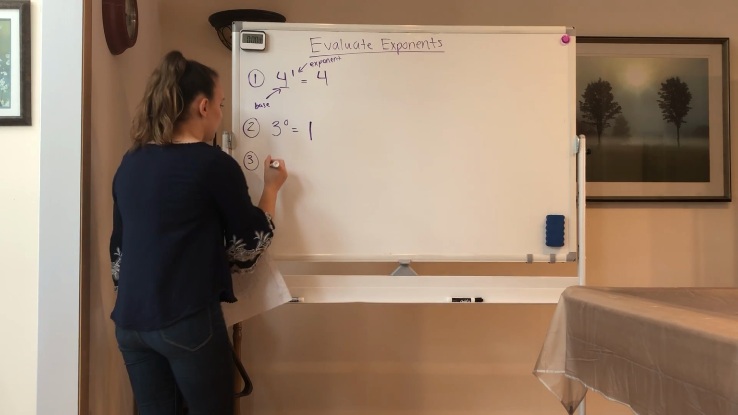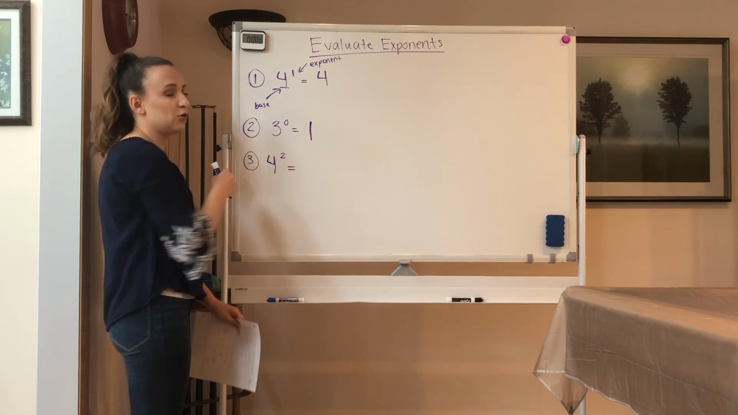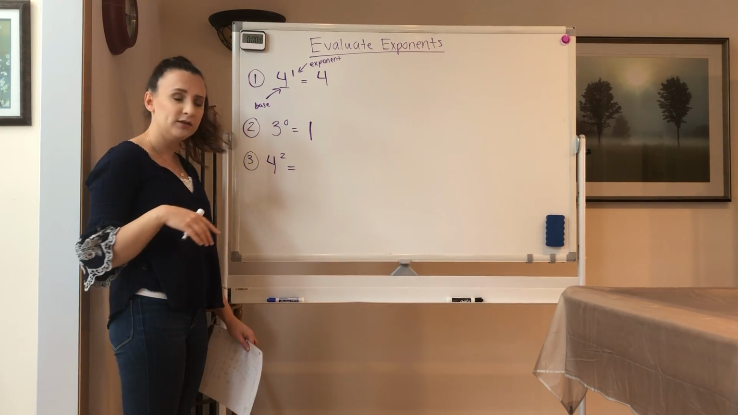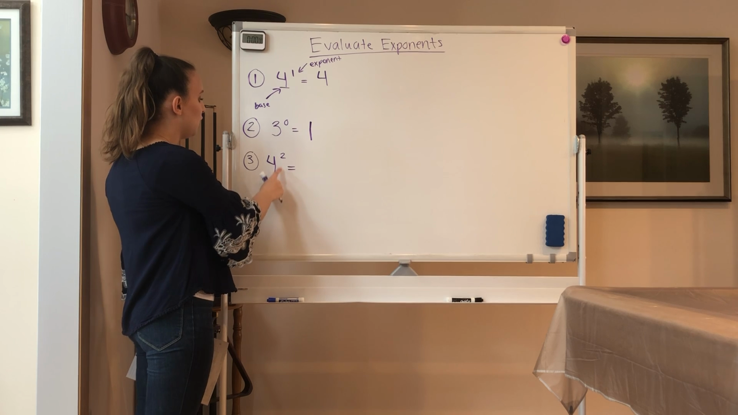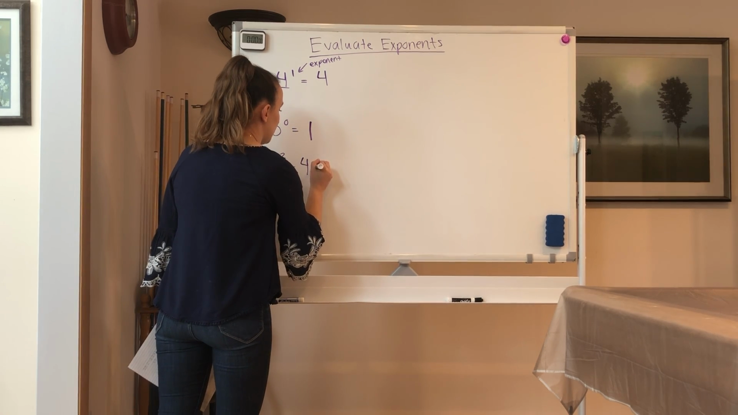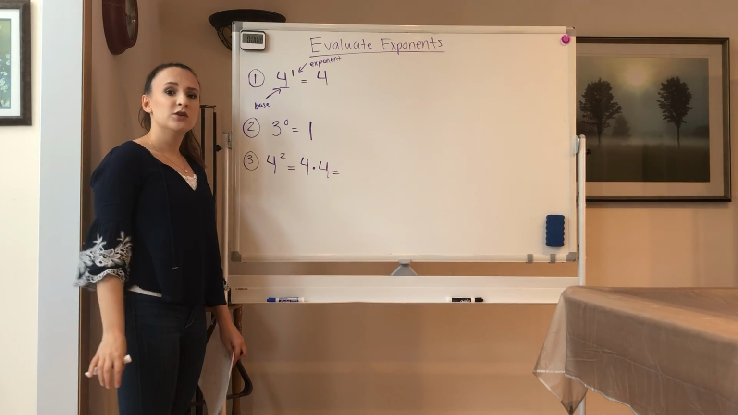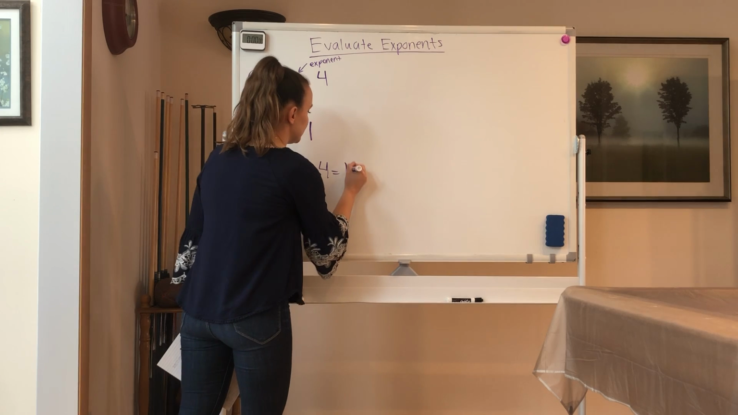Okay, number 3, 4 to the second. Okay, so my base is 4, my exponent is 2, so it's called 4 to the second power. So what that means is I have 2 4s that are multiplied together. I have 4 times 4. That's what that means. I have 2 4s. So 4 times 4 is 16.